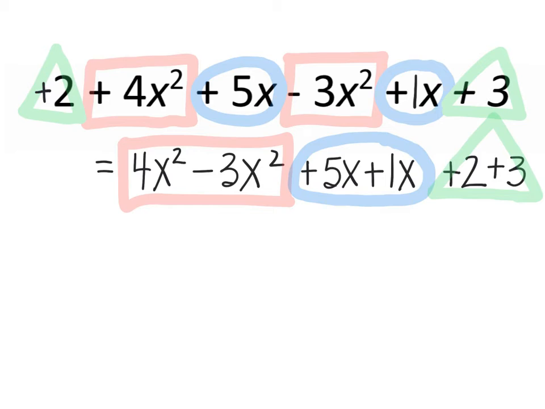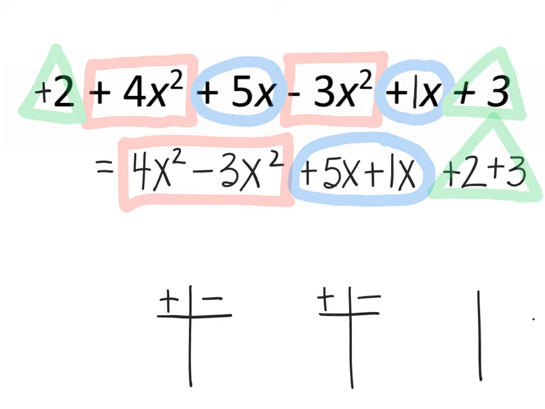And in this case, now we have 3 different terms that we are going to need to summarize. So this example is going to need 3 different scoreboards. We're going to need a scoreboard for our red set of terms, a scoreboard for our blue set of terms, and a scoreboard for our green set of terms.